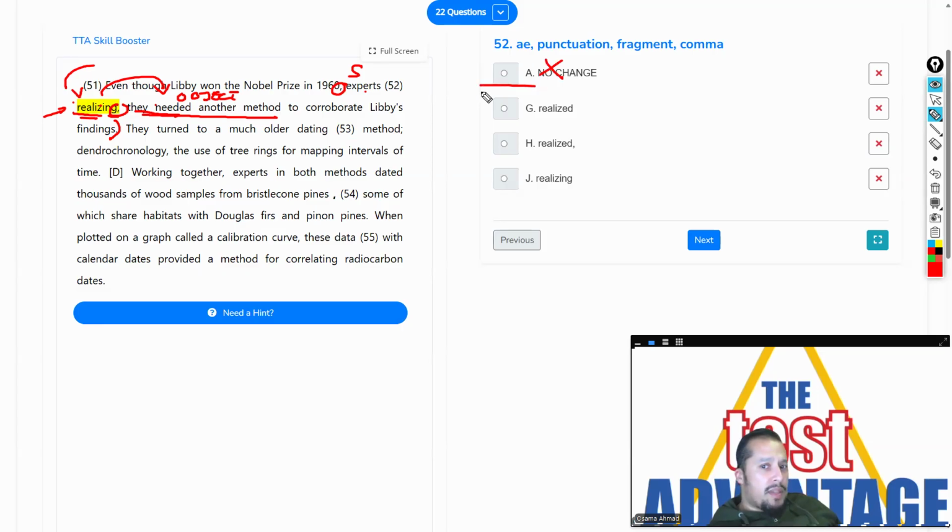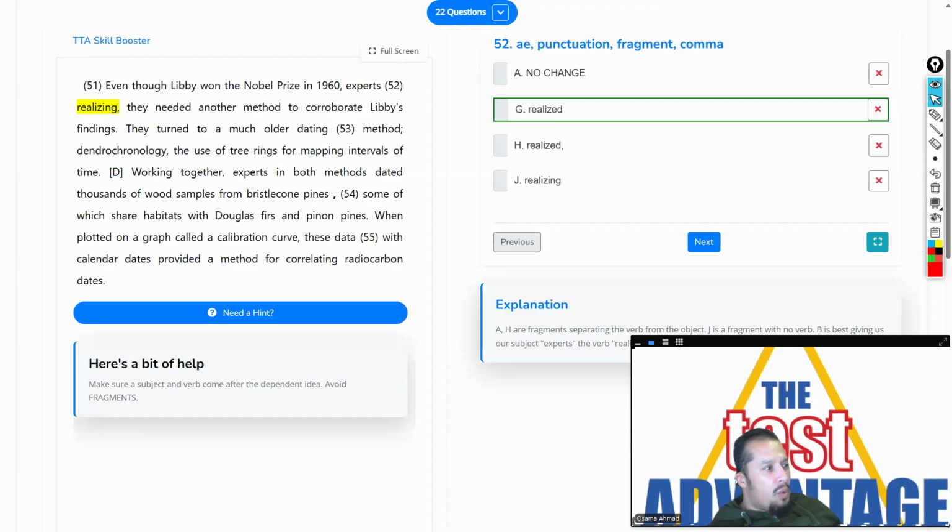So answer A is a fragment. G is my correct answer. H is a fragment. J is a fragment. Fragment for two reasons. Reason number one, ing is not a verb, so we don't have a verb in the sentence. Reason number two, they also put one comma between the verb and the object.